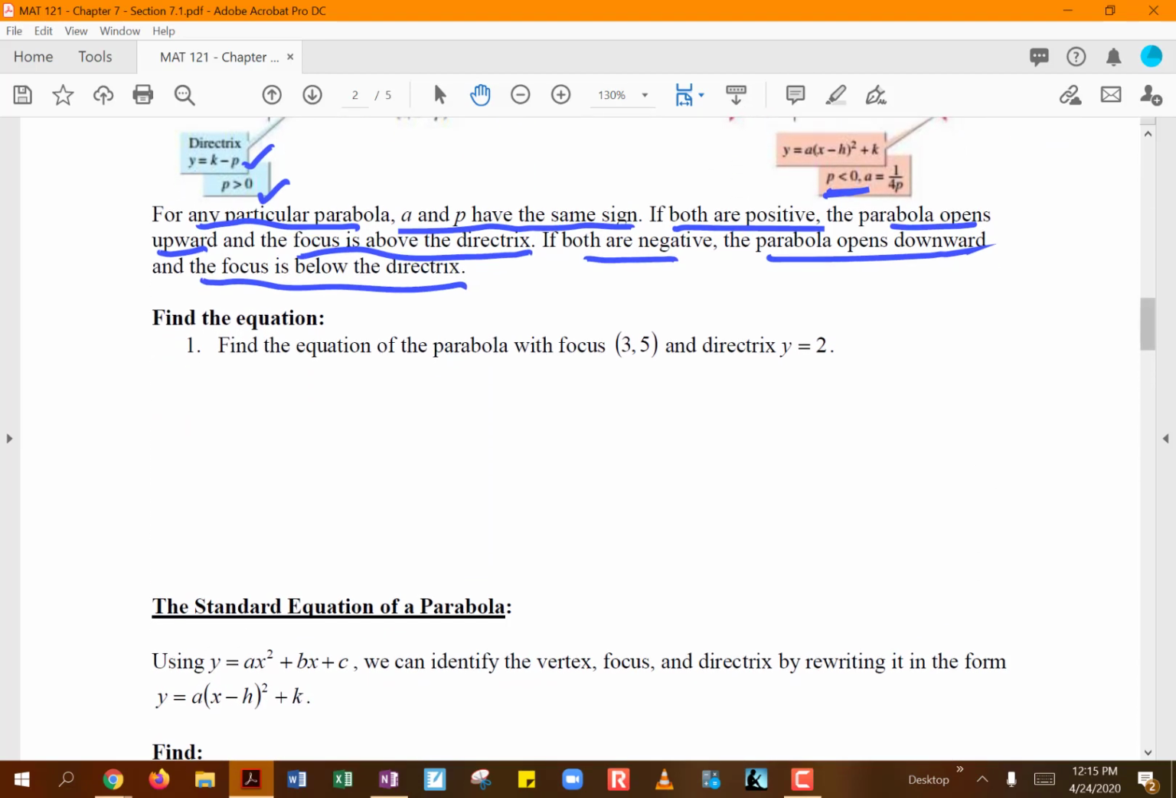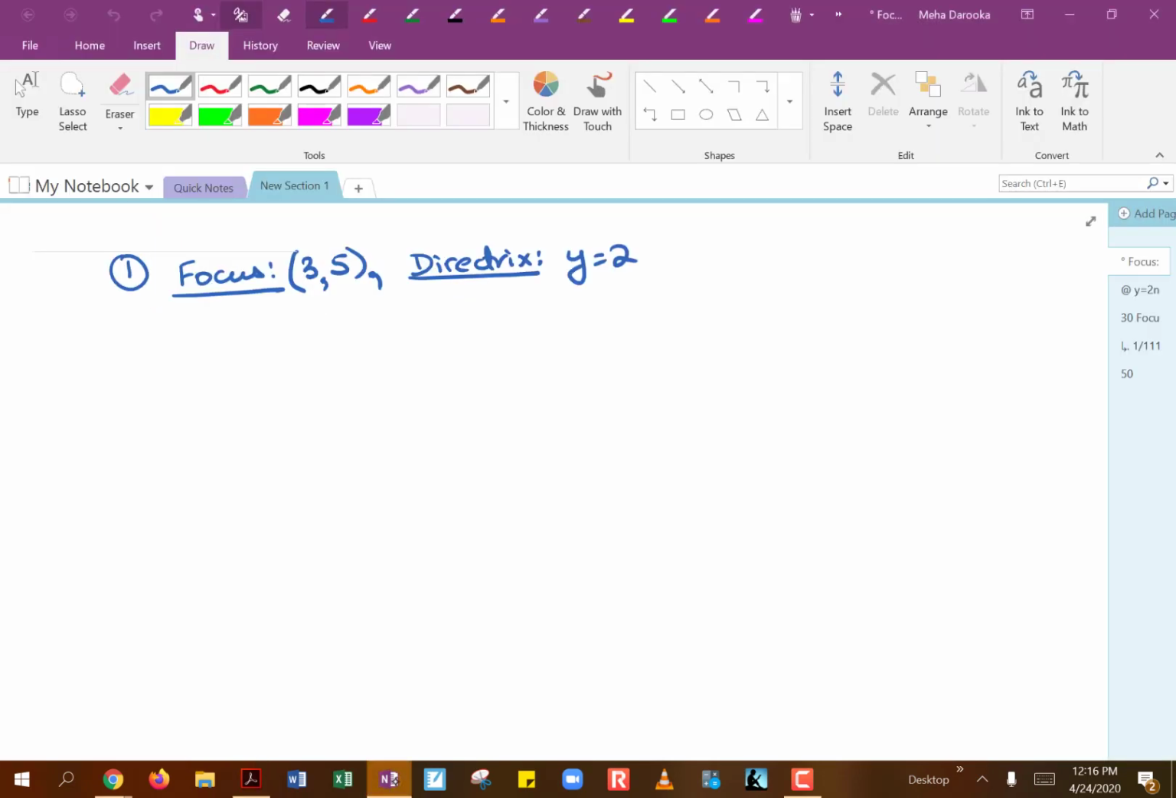So for our first problem, they are asking us to find the equation when they are giving us the focus and the directrix. So we are given the focus and the directrix, and based on that, we need to come up with the equation for our parabola. So let's see how we can use this information to help us out. Okay, so remember, your focus gives you the h coordinate, which is of course our number 3, and the 5 is going to be our k plus p value. Directrix, remember our equation is k minus p, which gives you the directrix.